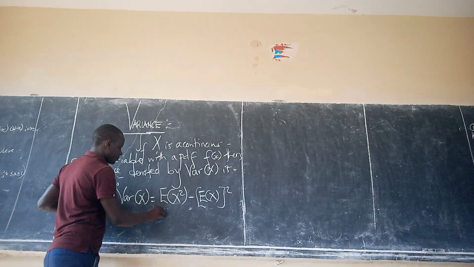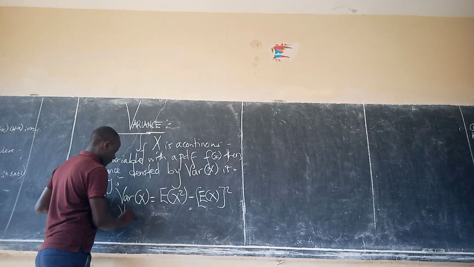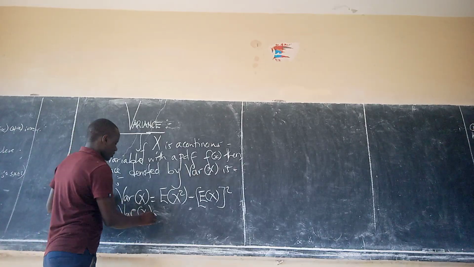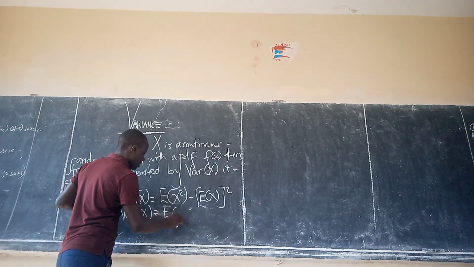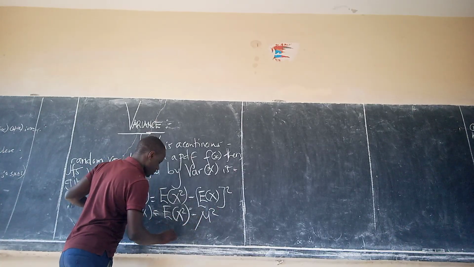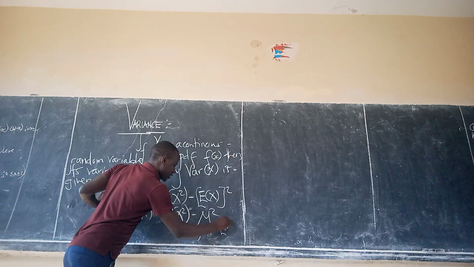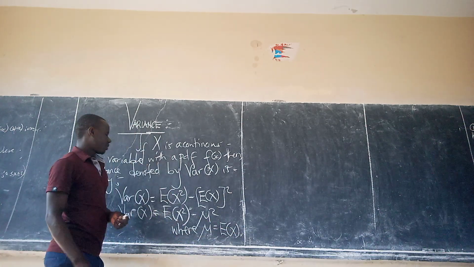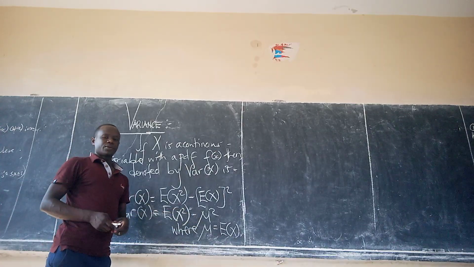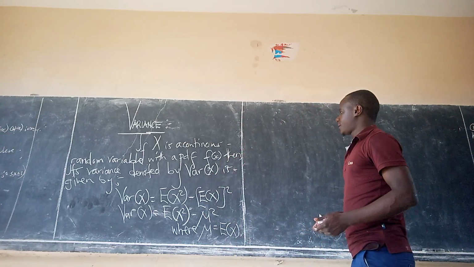In some textbooks you may find the expectation of x represented by mu. So the variance of x can be the expectation of x squared minus mu squared, where mu is the expectation of x. We saw how to calculate the expectation of x squared, and we also saw how to calculate the expectation of x.